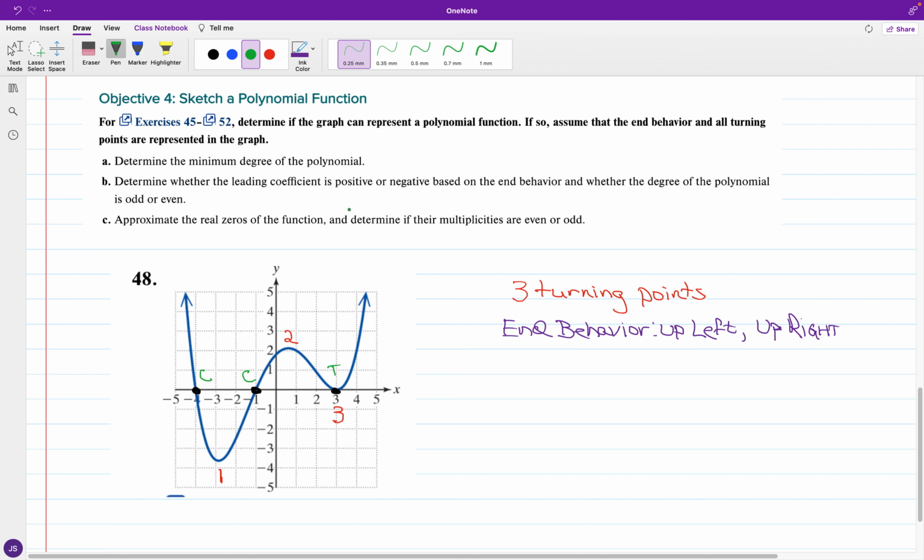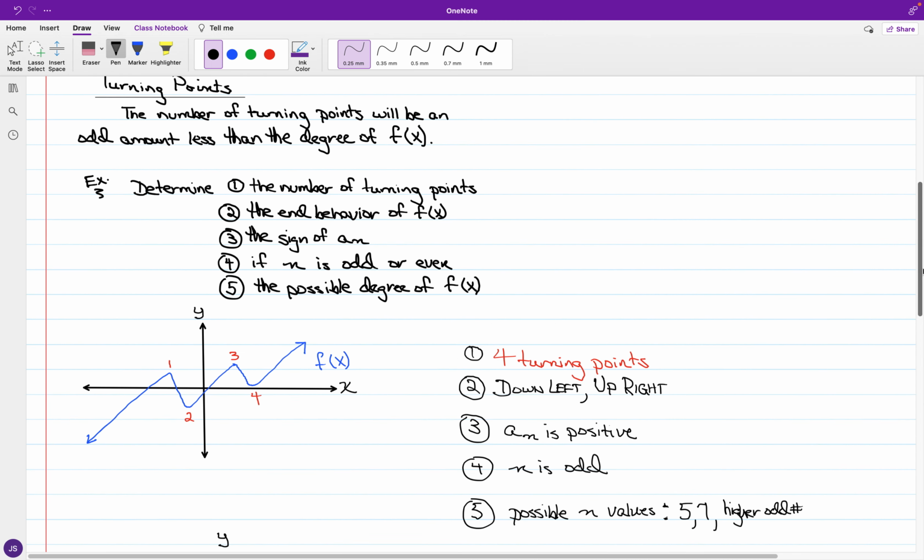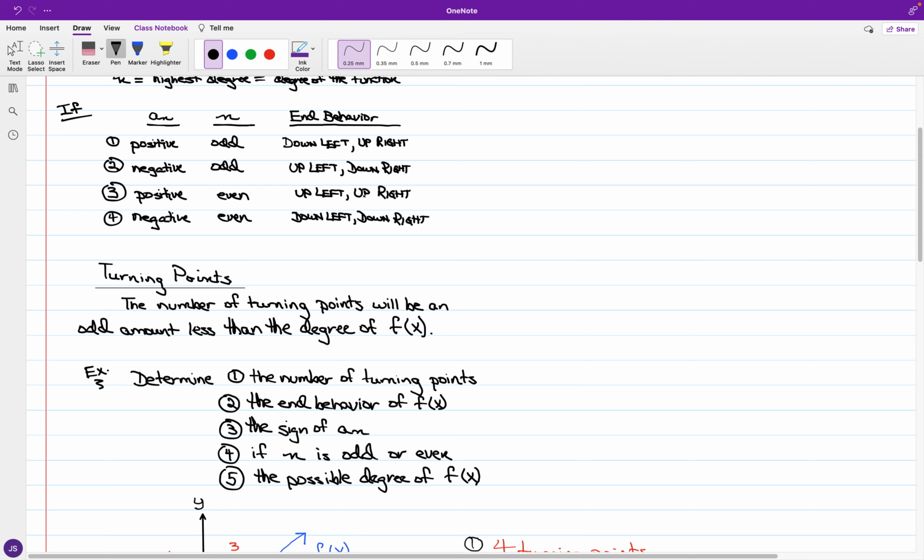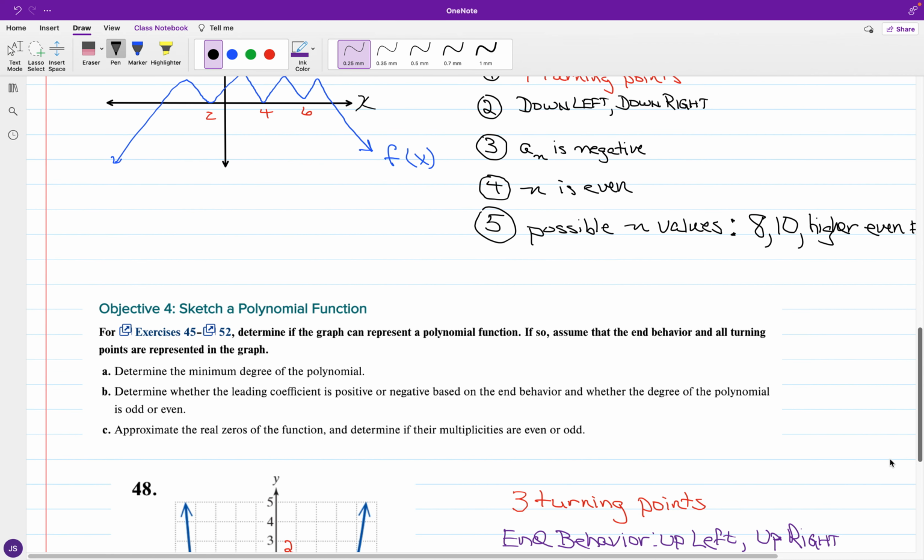And now for the mechanics involved, we've got 3 turning points. In behavior, you have up to the left, up to the right. And again, just for the end behavior, whenever you have up to the left, up to the right, the leading coefficient a of n is positive, and the value of n is even.